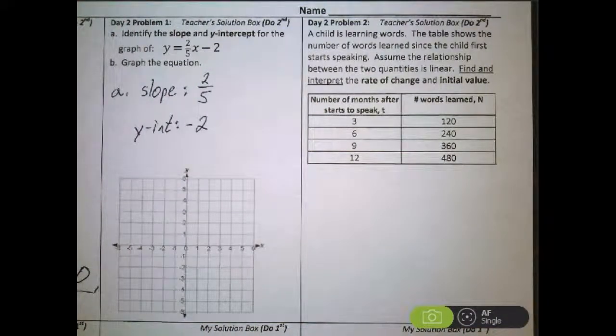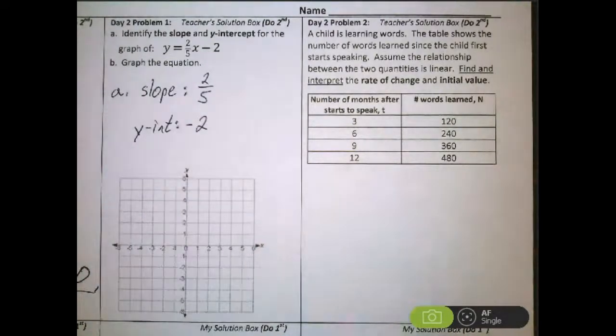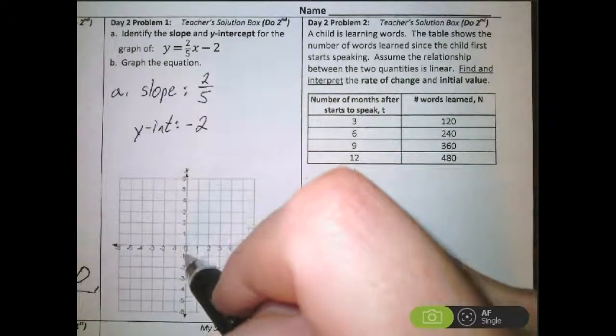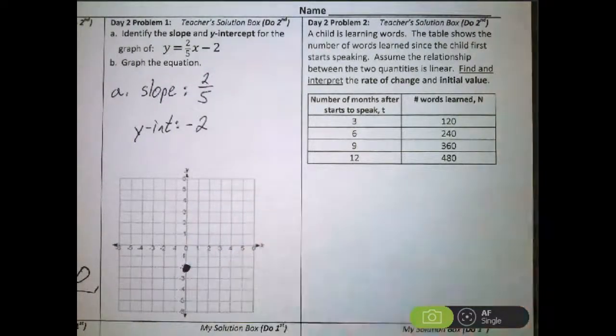Okay, in part B, we can use these two values to graph a line for this equation. We'll start with the y-intercept because the y-intercept is a dot on the line. The slope is not a dot. The slope is a pattern of traveling from one dot to another dot. So let's begin with the y-intercept. It is at -2. So on the y-axis, here's -2, and put a dot there.